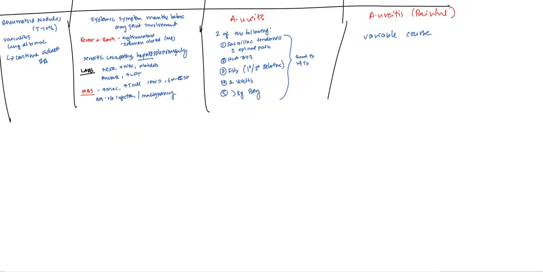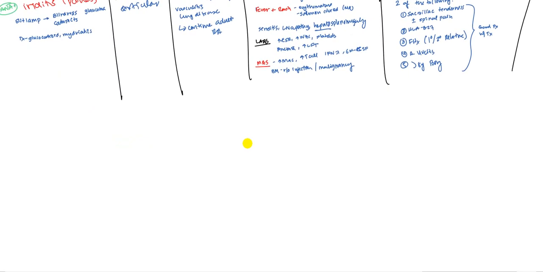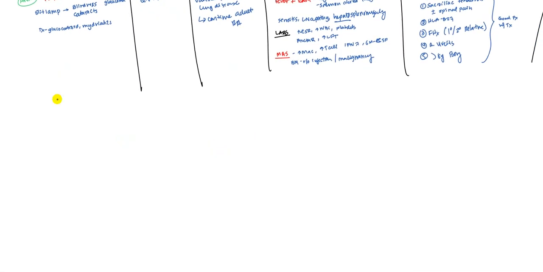Now, luckily, there is a diagnostic criteria. So let's talk about how you diagnose it. Diagnosis is, first of all, there will have to be 6 weeks of persistent swollen joints. So this is going to be the first thing.